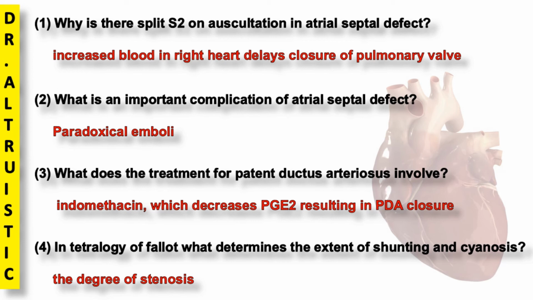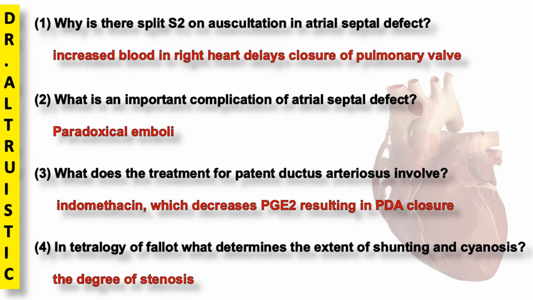1. Why is there split S2 on auscultation in atrial septal defect? Increased blood in right heart delays closure of pulmonary valve. 2. What is an important complication of atrial septal defect? Paradoxical emboli.